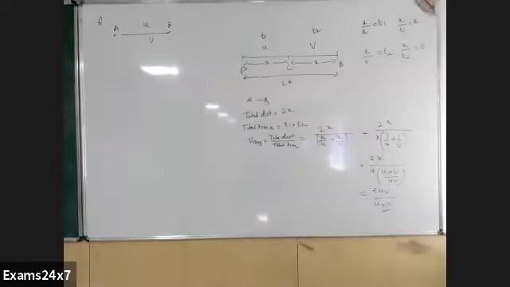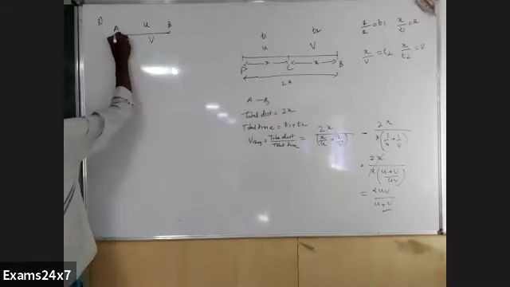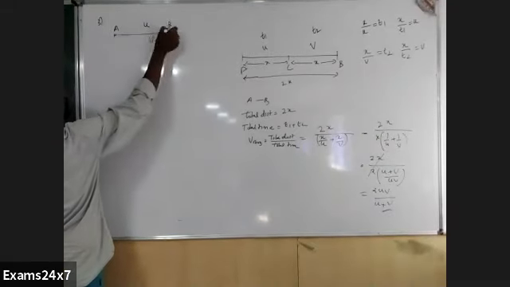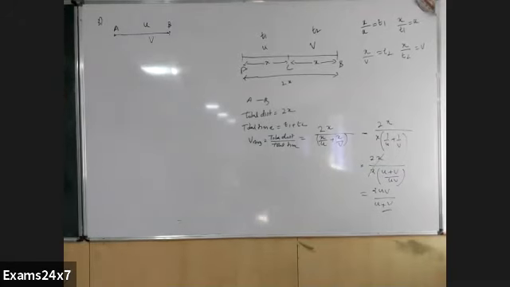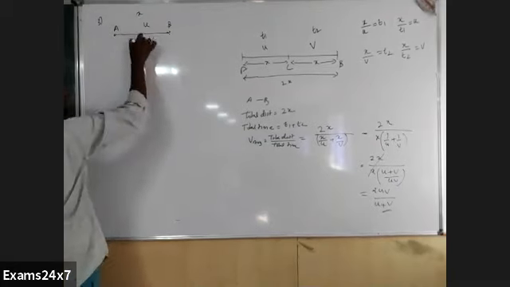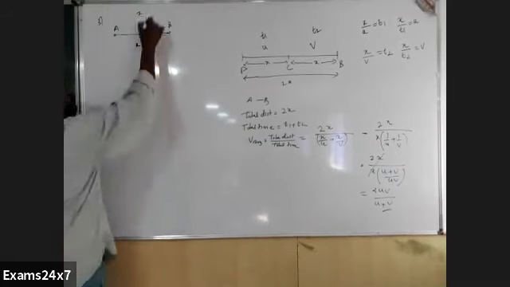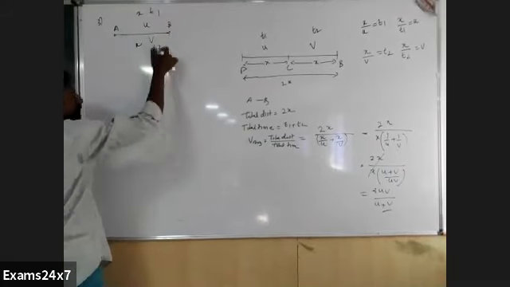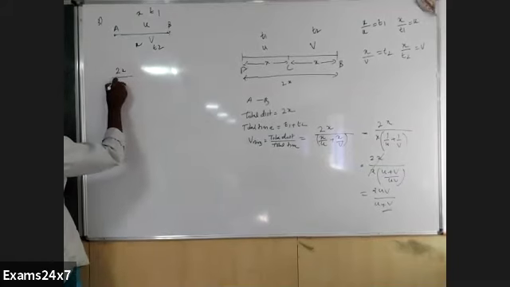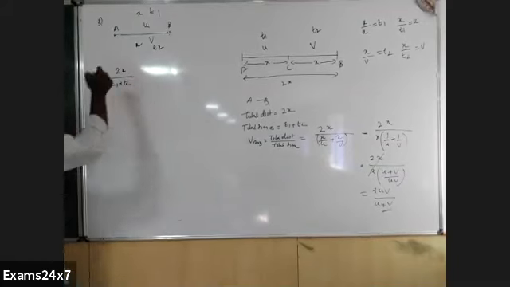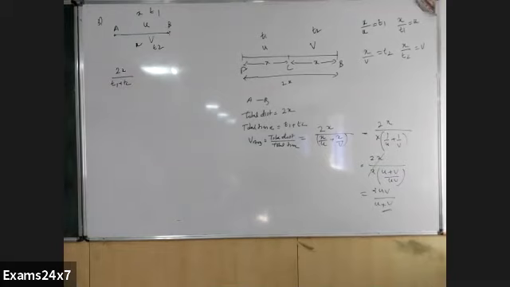Now coming back to the problem, what is given? It's given that it is moving from A to B with speed u and B to A with speed v. Since it is speed, total distance traveled is x plus x, 2x. Time taken in this case is t1, in this case is t2. So total distance is 2x. Total time taken is t1 plus t2. Got it?